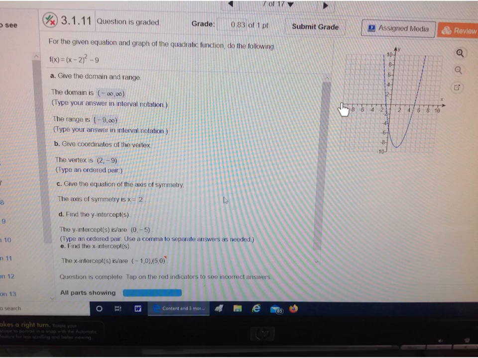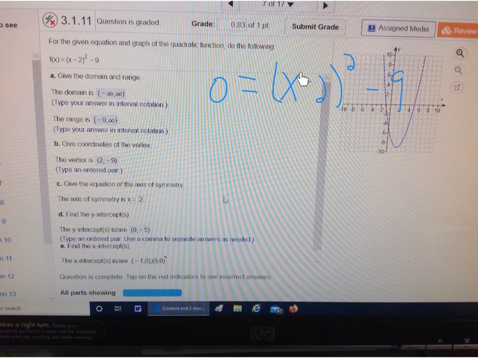Well, on the x-axis, the value of y is 0. So in the equation up here, in place of f of x, you'll put 0 and then solve that quadratic equation. And so if I do that, you'd have 0 equal to quantity x minus 2, closed quantity, squared, minus 9. And so I just put in 0 here for f of x. That's the y value, and then we've got to solve this.